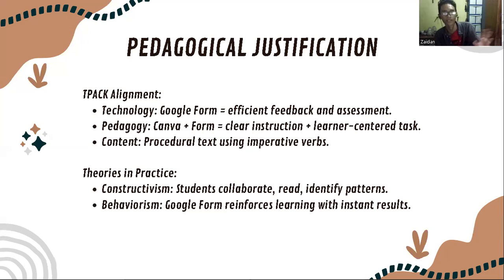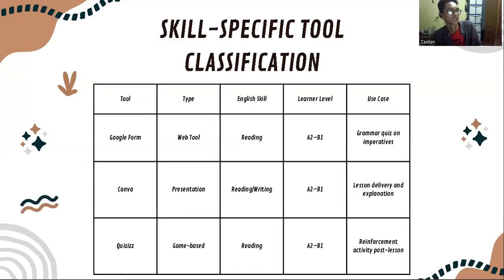For the theory in practice, for constructivism, the students collaborate, read, and identify patterns. For the behaviorism learning theory, Google Form reinforces learning with instant results. So this is the skill-specific tools classification. The tools are Google Form, Canva, and Quizizz. The type for Google Form is web tool, Canva is presentation, and Quizizz is game-based.